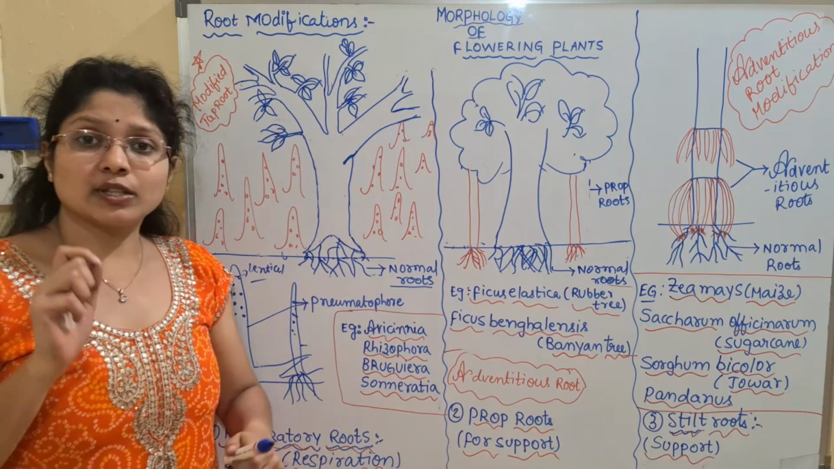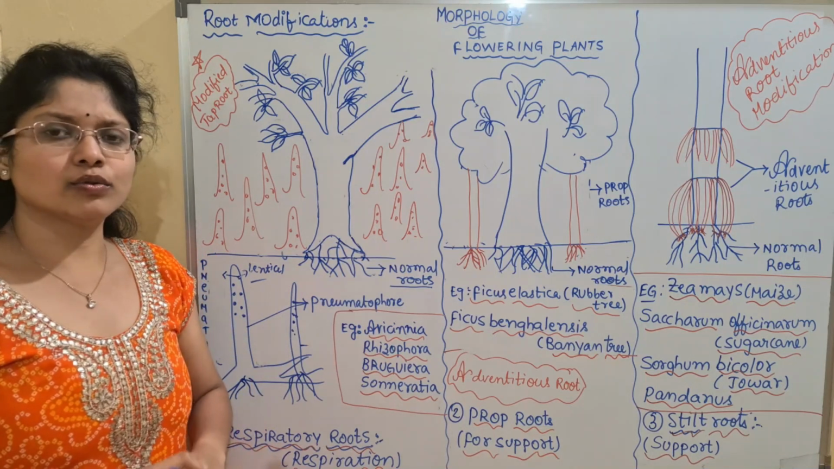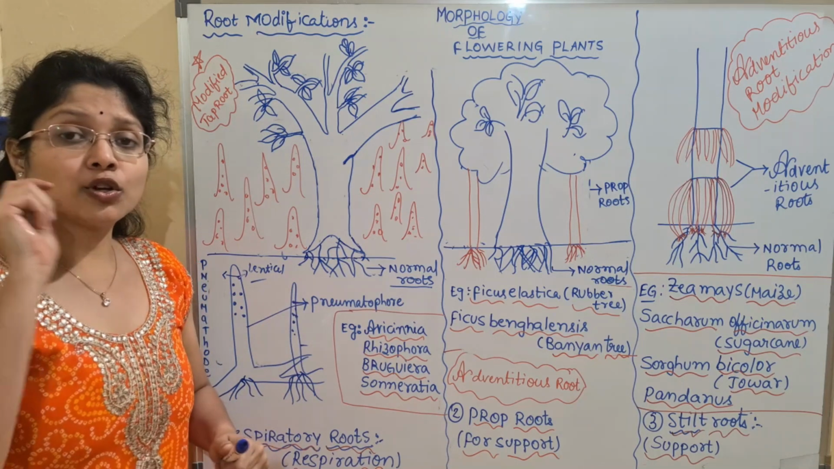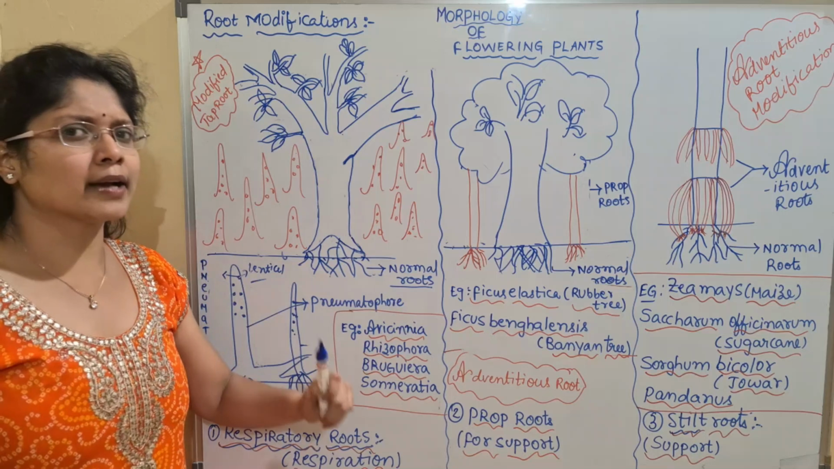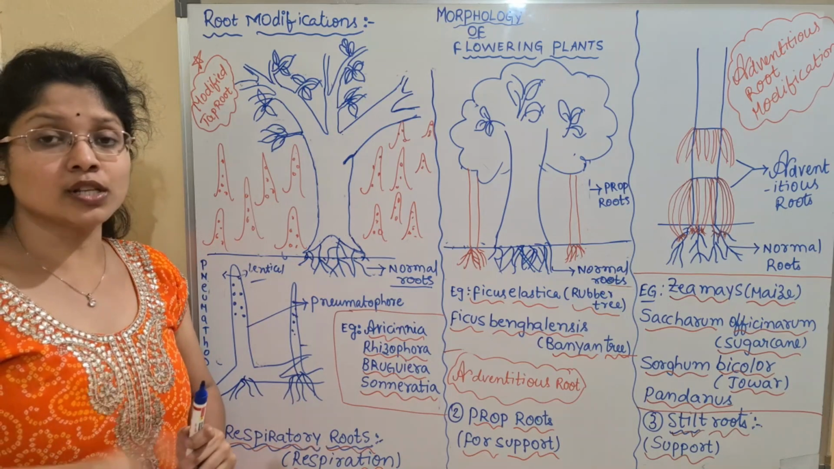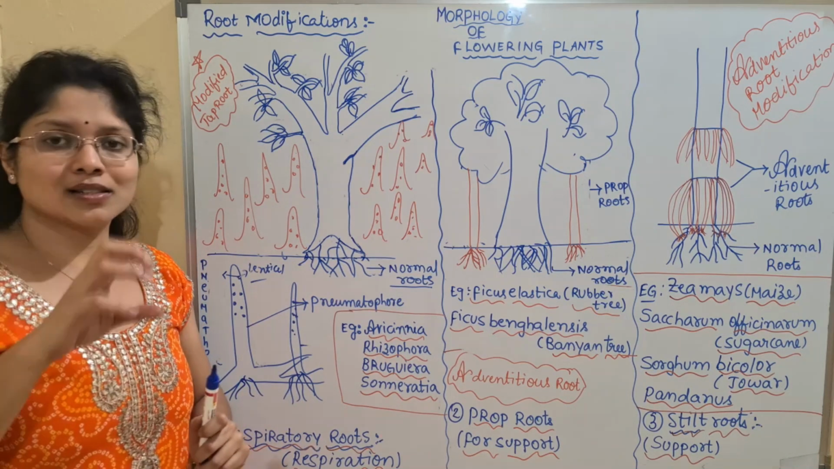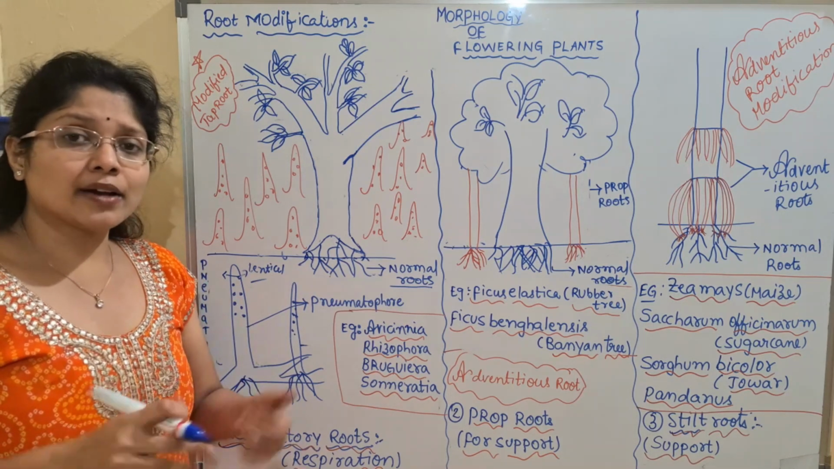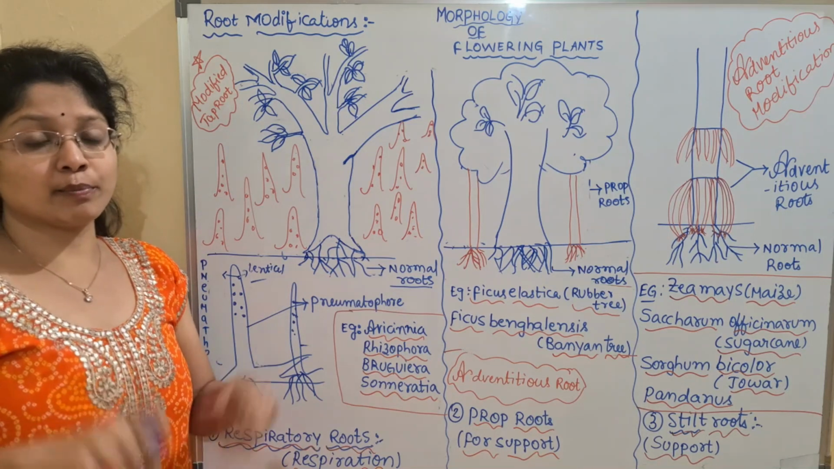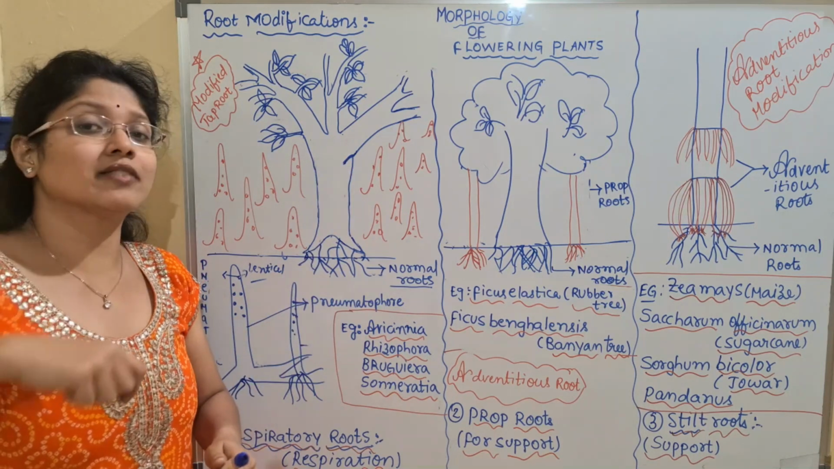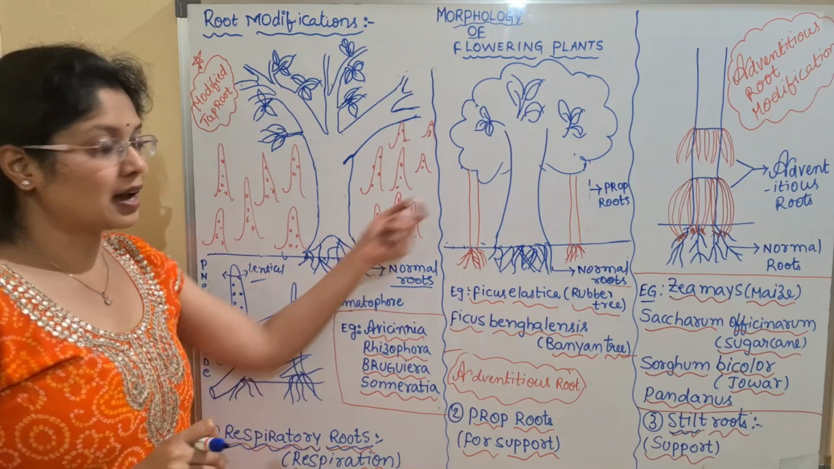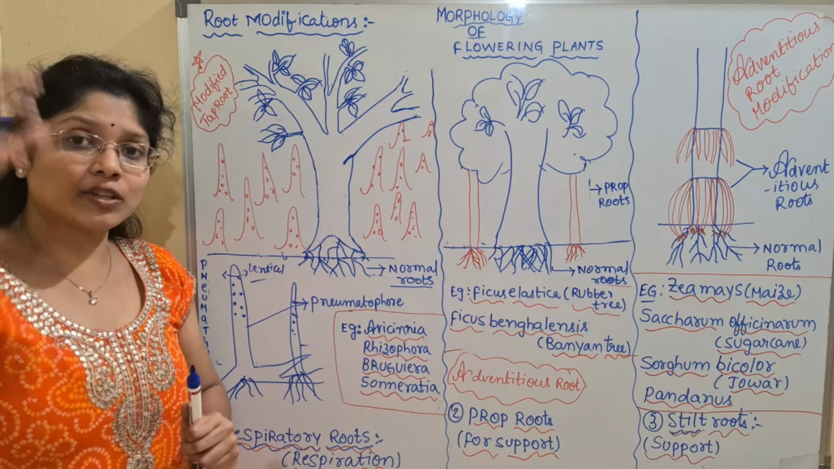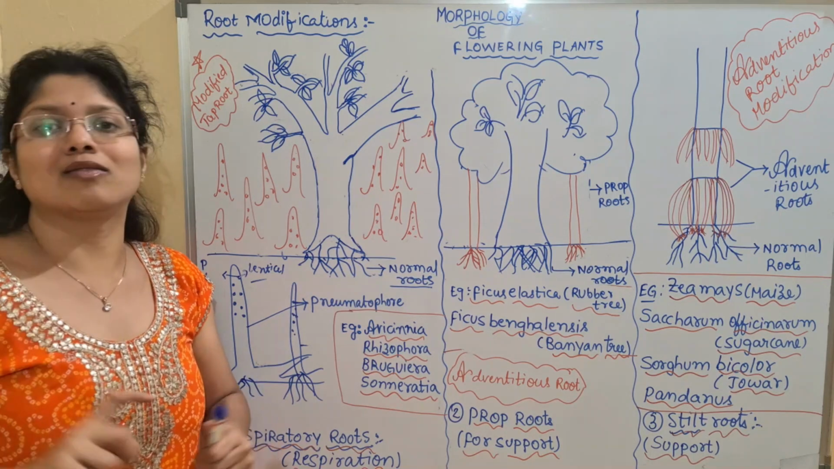But why am I discussing prop roots here? When I say mangroves, you should not get confused that all mangroves have respiratory roots. Not all, children. There are certain mangrove plants that show respiratory roots. Some mangroves have a different adaptation. They produce prop roots on which they have lenticels. That is why I am discussing prop roots here. These mangrove plants have pillar-like roots above which they have lenticels.